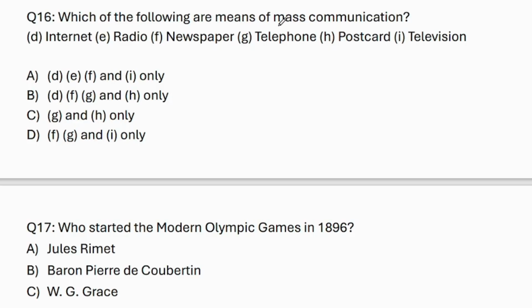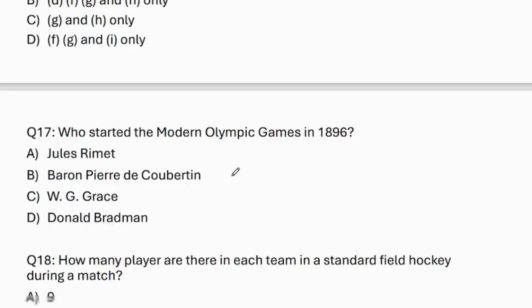Which of the following are means of mass communication? Internet is a means of mass communication. Radio, yes. Newspaper, yes. Telephone, no. Telephone is a two-way communication. Postcard, no. Postcard is one-to-one communication. Television is a mass communication, yes. So out of D, E, F, G, H, I, G and H are not the right option. Rest all are. So D, E, F, and I. So A is your right option.